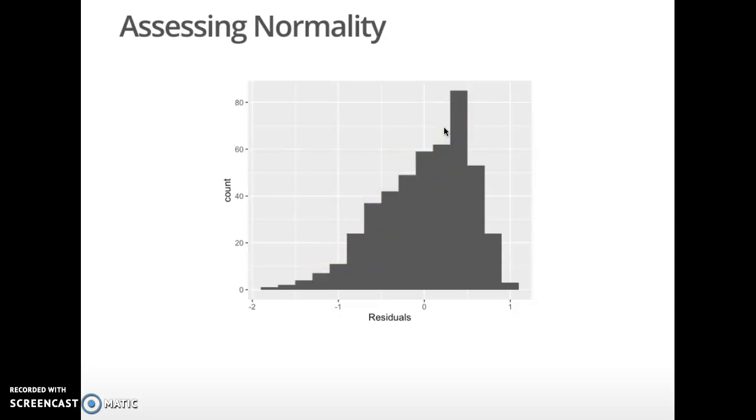I would be very careful with my language. I would not say that the condition is met because I don't feel certain that this looks exactly like a normal curve, but I don't believe that the condition is violated based off of the way that this distribution looks. So that is how we assess normality.